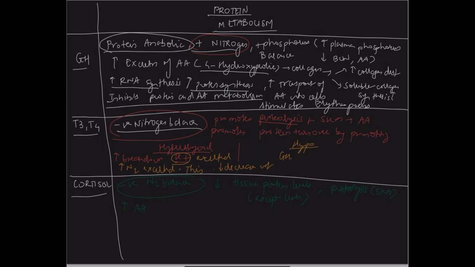How does it do that? It does it by inhibiting amino acid transport. I repeat, it decreases the tissue protein levels in all organs except liver. How does it do that? By inhibiting amino acid transport. If amino acids are not transported inside, how will proteins be formed? So that is how it reduces protein levels.